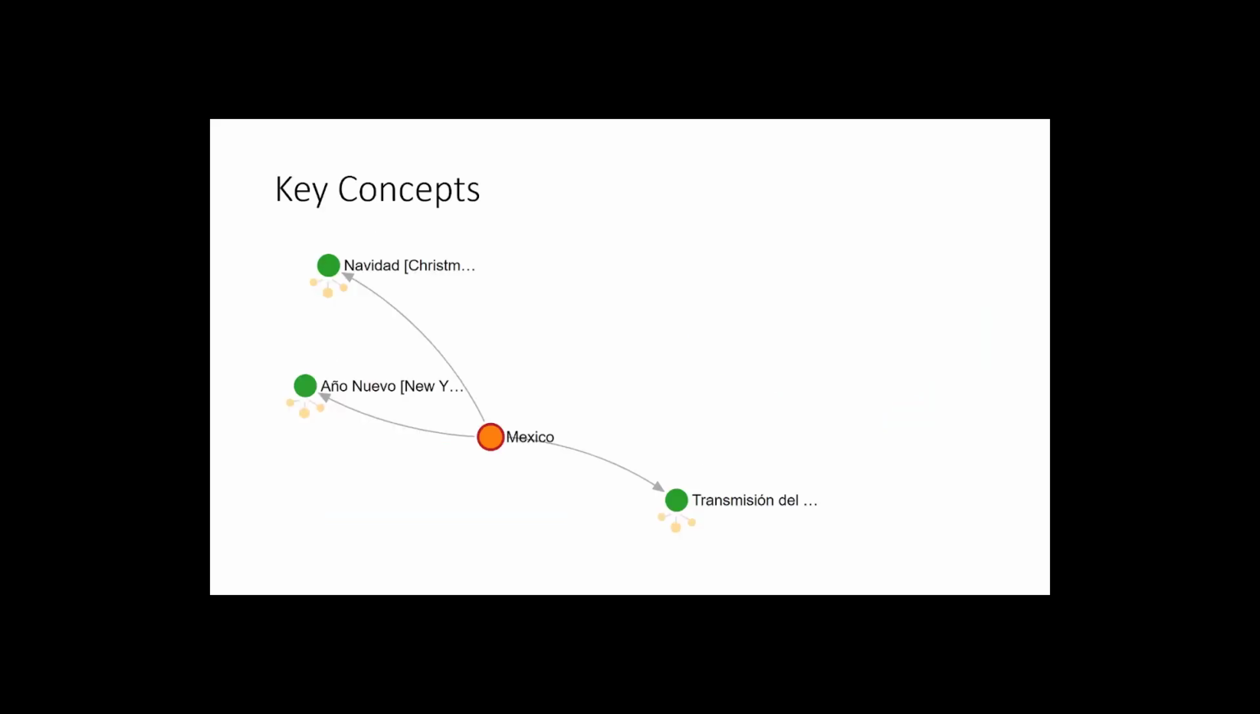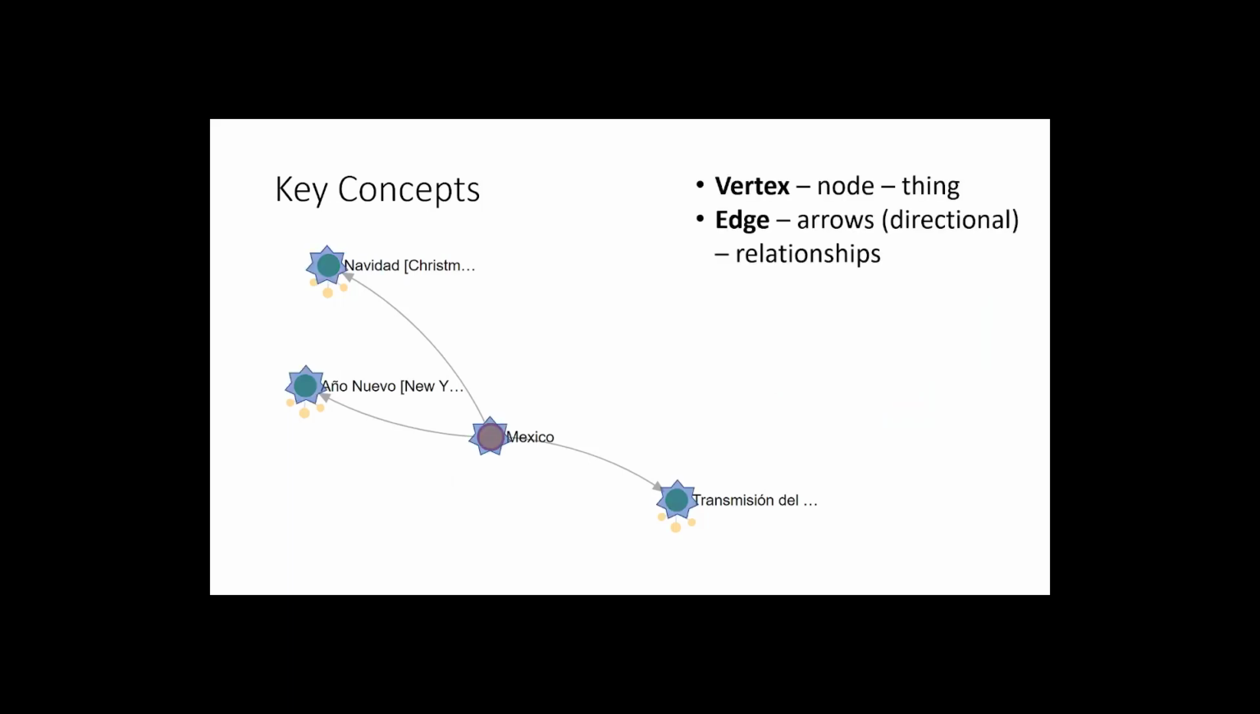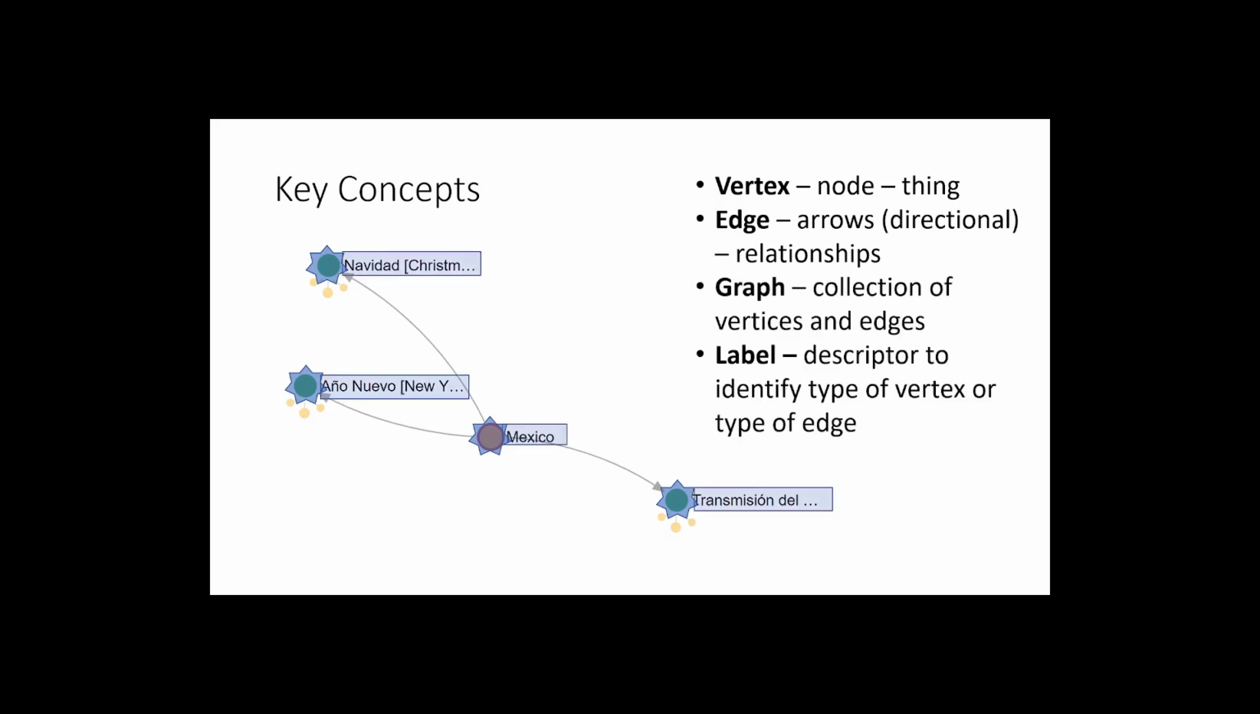Now, getting started with graph databases, there are some key concepts you should know. A vertex is a thing. The edges, those are the arrows between the things. Those are the relationships. They are directional, so pay close attention to where those arrowheads are pointed. The graph is the collection of the vertices and the edges. And then the label is the descriptor to identify the type of vertex or type of edge.